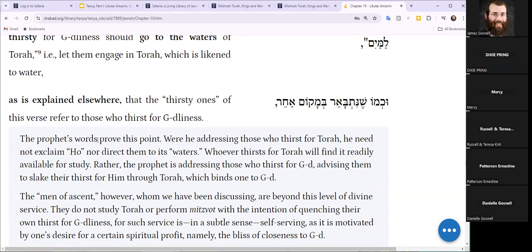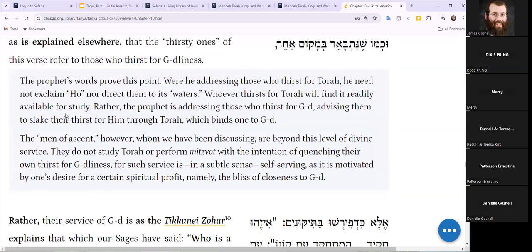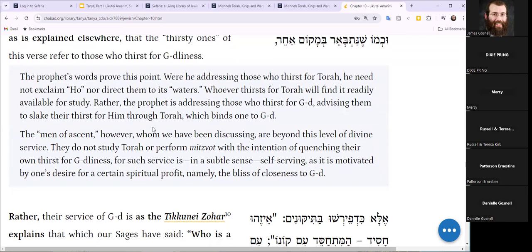The prophet's words prove this point. Were he addressing those who thirst for Torah, he need not exclaim, Ho, nor direct them to its waters. Whoever thirsts for Torah will find it readily available for study. Rather, the prophet is addressing those who thirst for God, advising them to slake their thirst for him through Torah, which binds one to God.